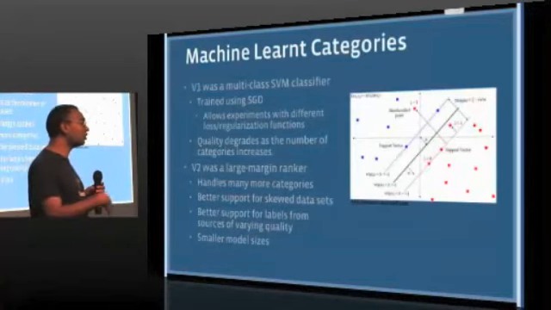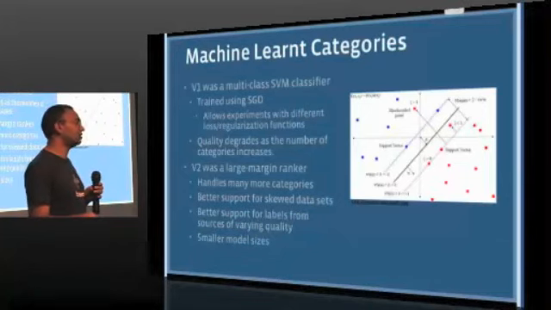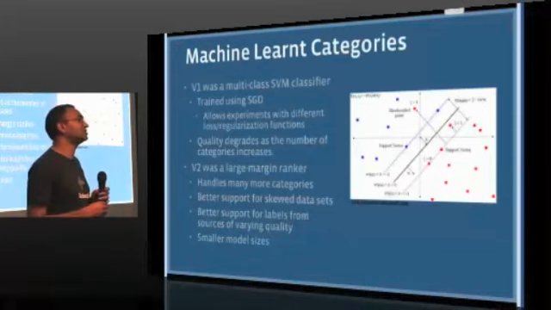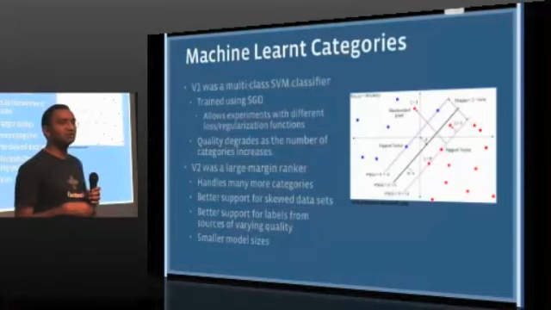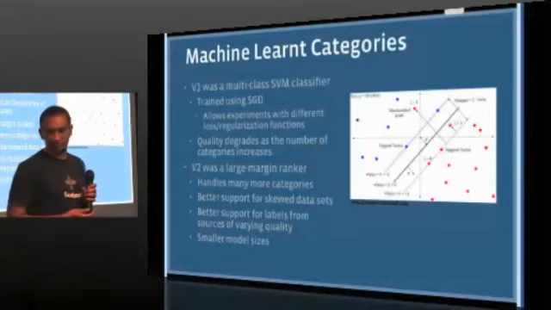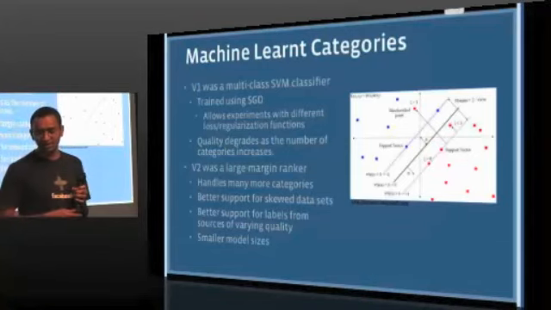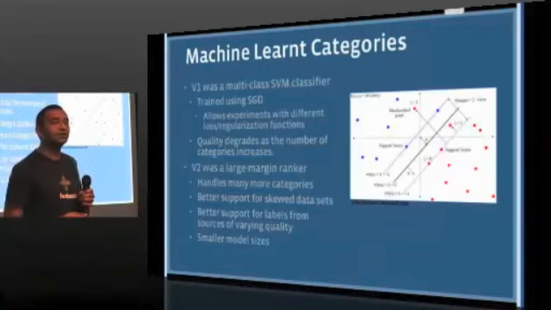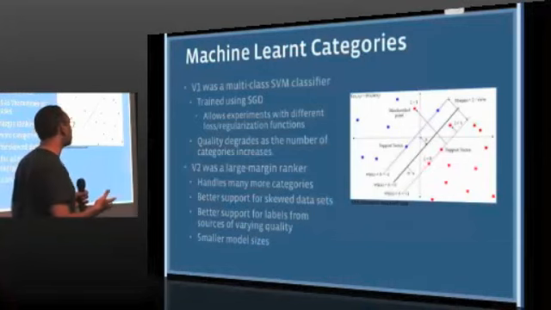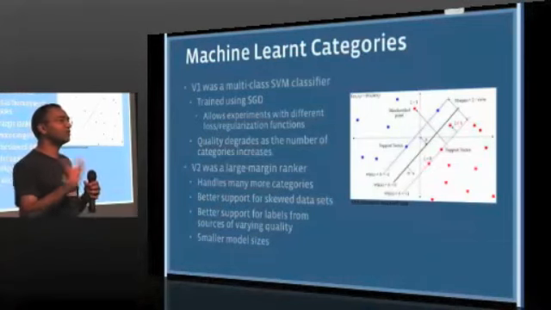So what we did was we took all the data that we generated and we looked at the user interactions, and then we built a second model. The second model was something different. It was more of a ranking-based approach. And this one can actually scale up to orders of magnitude more categories. It has much better support for skewed data sets, generally better all around.